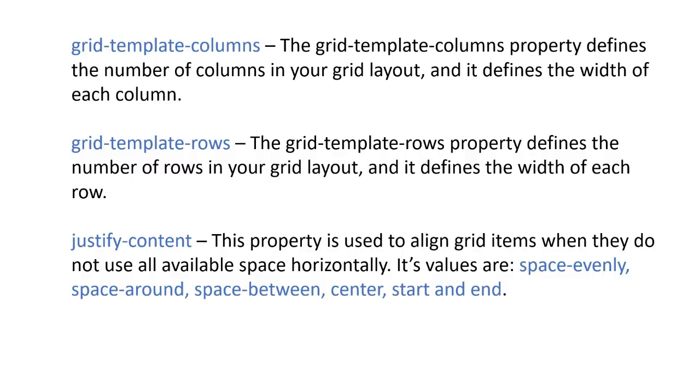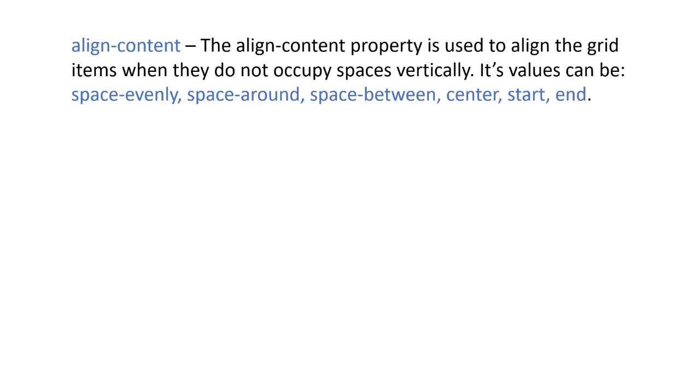Justify content. This property is used to align grid items when they do not use all available space horizontally. Its values are space evenly, space around, space between, center, start, and end. Align content. The align content property is used to align the grid items when they do not occupy spaces vertically. Its values can be space evenly, space around, space between, center, start, end.